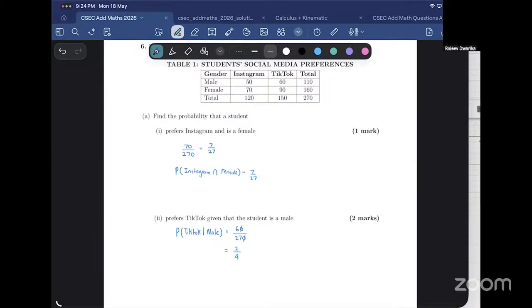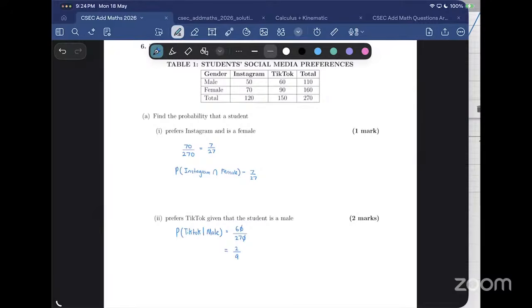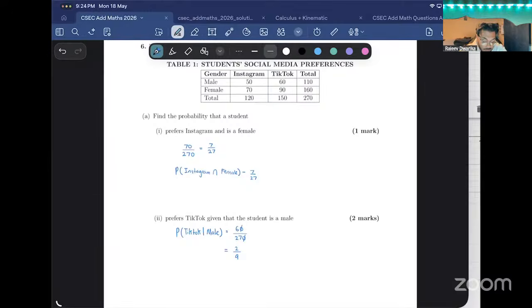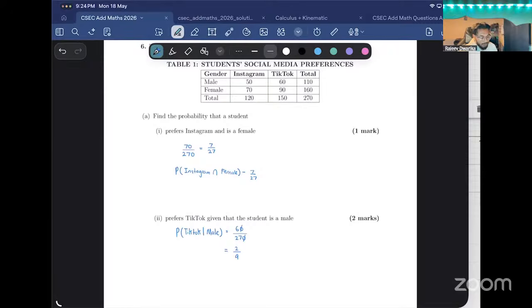I feel like you didn't understand that. Let me say that one more time. They said, given that the student is a male, so automatically the student is a male. How many males do we have in total? 110. Right. So if I'm telling you the student is a male, then your sample space is really the 110. And out of the 110, how many prefer TikTok? 60. So this is the correct answer, 60 over 110.